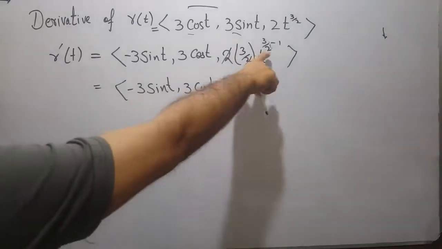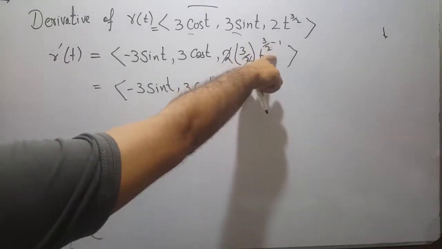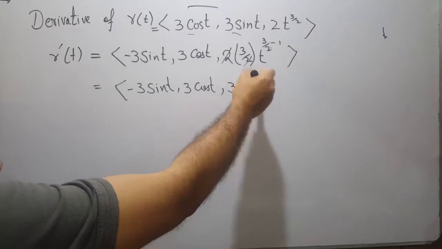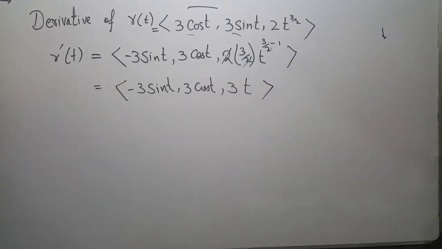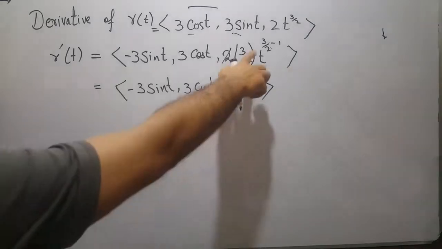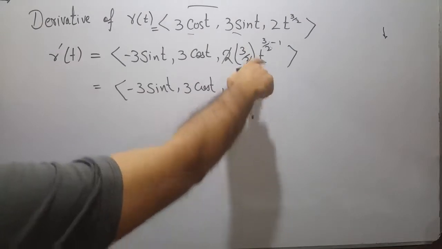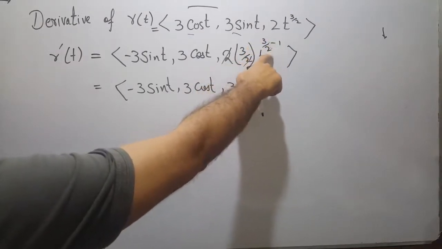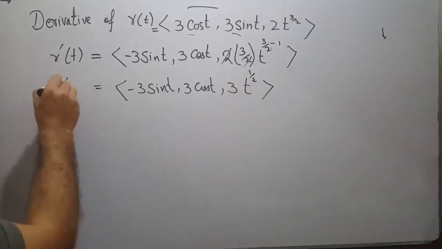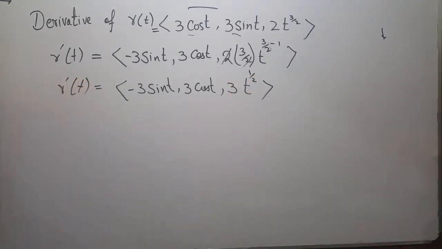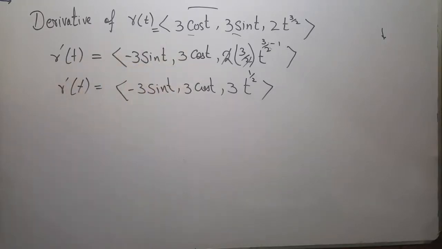And if you take the LCM, that gives you 3 minus 2 divided by 2, which gives you half. So this is your derivative. You can find the derivatives of all vector valued functions in this format.